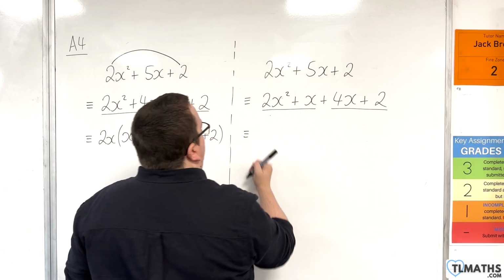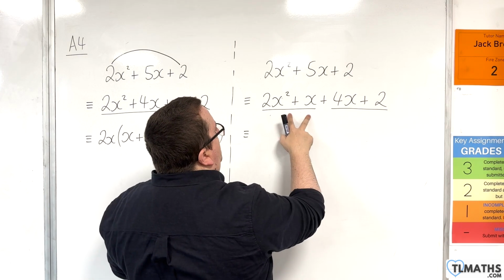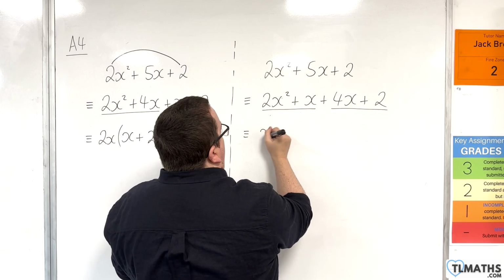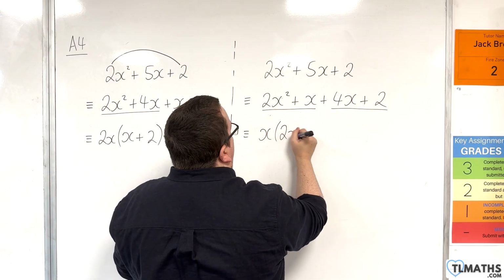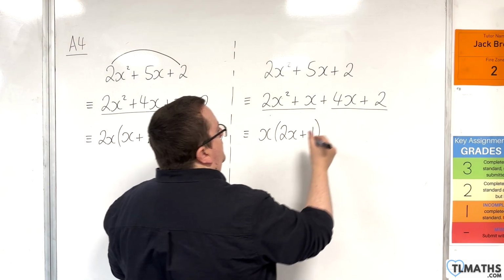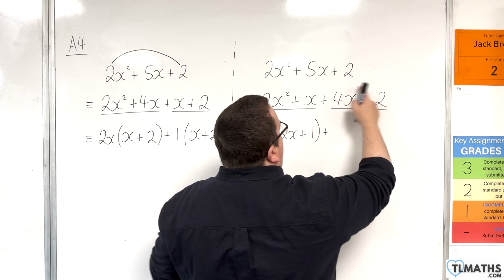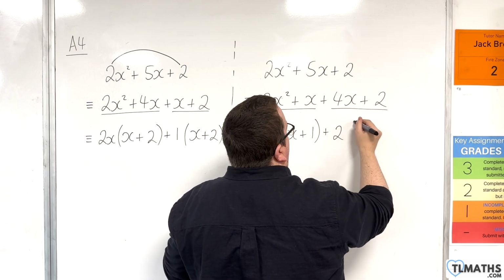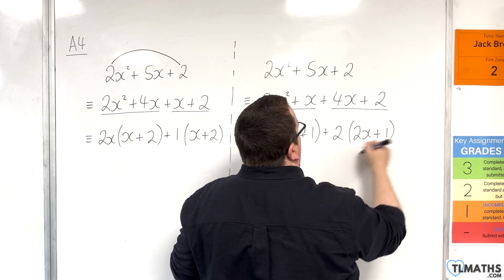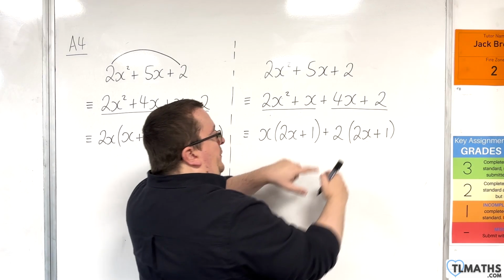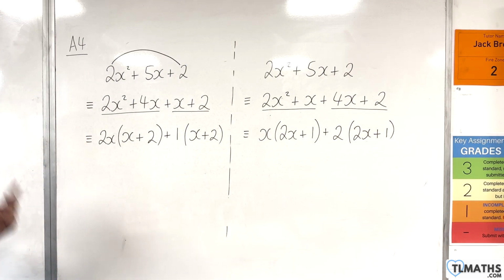So, if I do it on this side, 2x squared plus x, they both have a common factor of x. And that's it. So I'm going to pull x out. And then I would have 2x plus 1. x times 2x makes the 2x squared, x times 1 makes the x. And over here, for these terms, they both have a common factor of 2, so I'm going to factor that out. And I'd have 2x plus 1. 2 lots of 2x makes the 4x, 2 lots of 1 makes the 2. And spot how those two brackets are the same. So I know I'm on the right path, I'm on the right track.